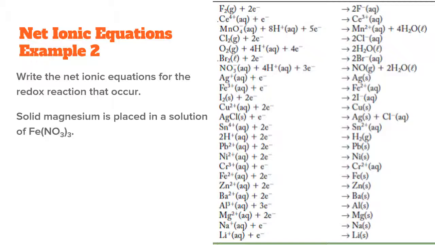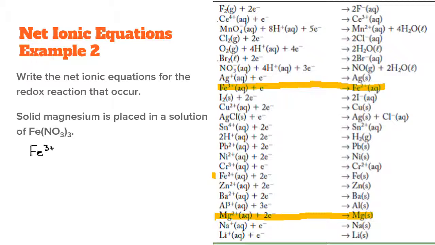For example number 2, we're looking at solid magnesium in a solution of iron nitrate. So again, in solution, this is going to be iron 3+, and the nitrate ions will be spectators. So looking at our list of potential half reactions, I see solid magnesium right here. So this is going to be one of the half reactions that we're dealing with. And the second one, I see iron 3+. Now iron 2+ is in the middle here, but that's not what we want. Iron 3+ occurs all the way up here. So that's the second half reaction that we're going to be combining.